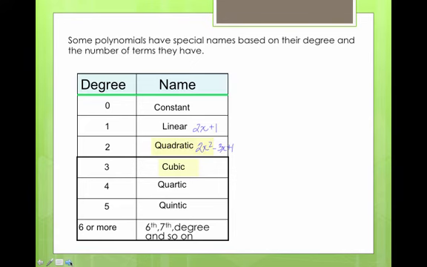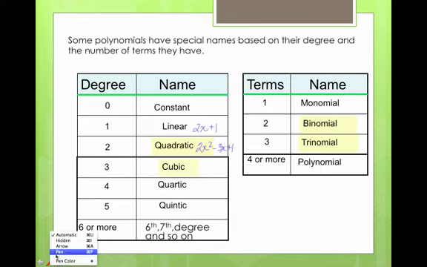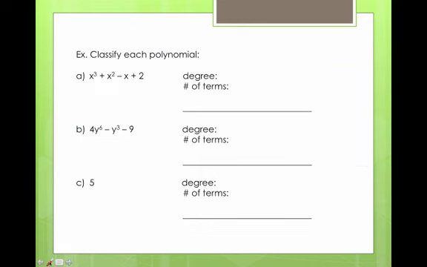Second part we need to identify is by the number of terms, and we've only got a few of these. If a polynomial only has one term, as we discovered at the beginning of the video, it's a monomial. A 2-term polynomial is called a binomial. 3 terms is trinomial, same prefixes as you're used to. Anytime it's 4 or more, that's just going to be a polynomial. So let's look at some examples of identifying by degree and by term.